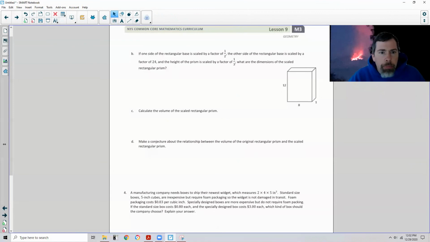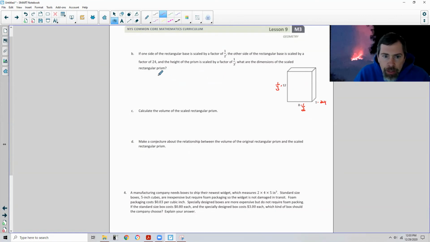Okay, page 6 brings us to part B. And I brought the diagram over from part A because we're going to need that for this. And it says, if one side of the rectangular base is scaled by a factor of 1/2, so I'm going to scale this 8 by 1/2, and the other side of the rectangular base is scaled by a factor of 1, that'd be this one, and the height of the prism is scaled by a factor of 1/3, that'd be this one. What are the dimensions of the scaled rectangular prism?